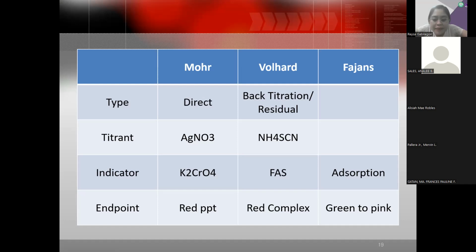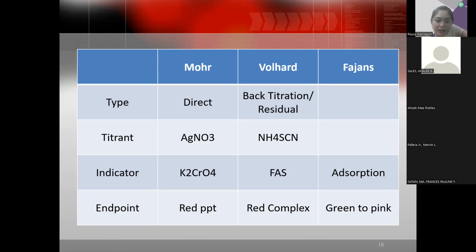Yung Vahans kasi medyo iba yung ating process here, pero titration process pa rin naman siya. Sa titrant, we have silver nitrate for Mohr. Volhard is actually dalawa. Kindly add na lang since back or residual titration ito, the first titrant is the silver nitrate and the main titrant, the second titrant is the ammonium thiocyanate.